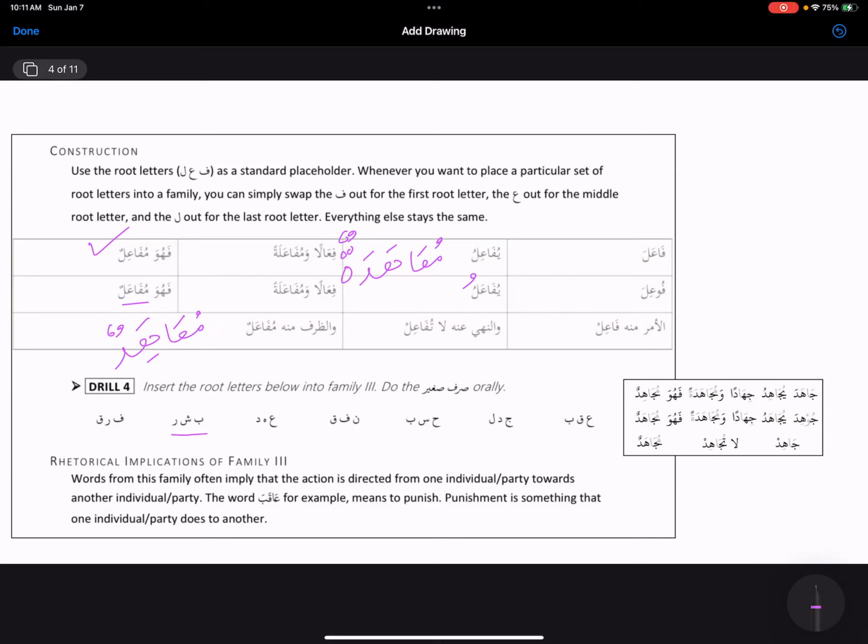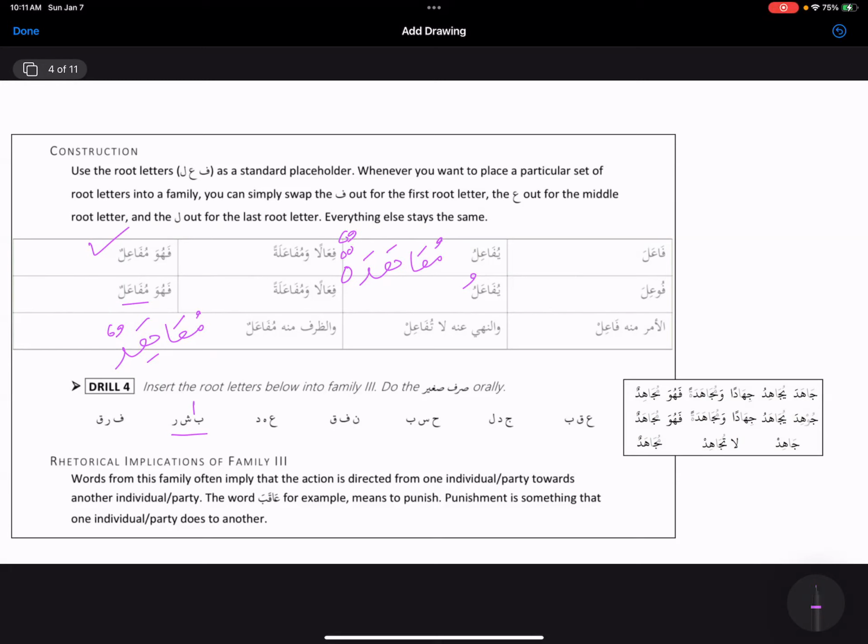Can I try the Bashara? Sister Aisha, can I try? Yeah, go ahead. Okay, so ba-sha-ra, Bashara, right? So you're going to add an alif over here. Bashara, yubashiru, bisharan.